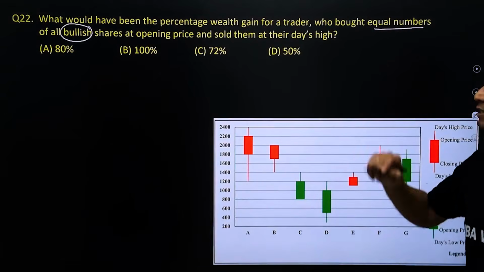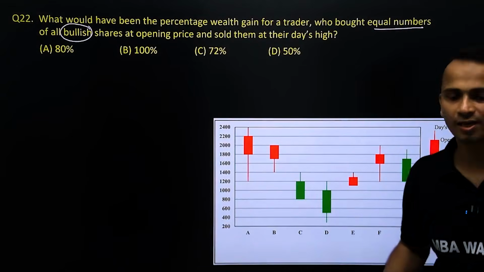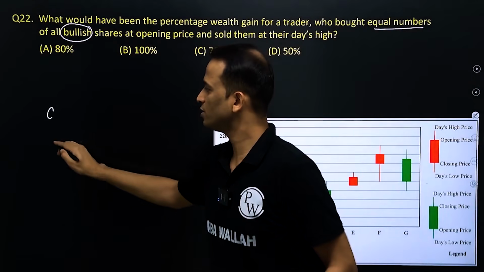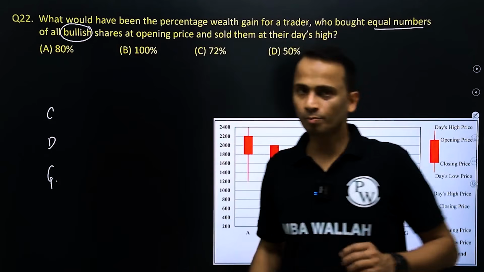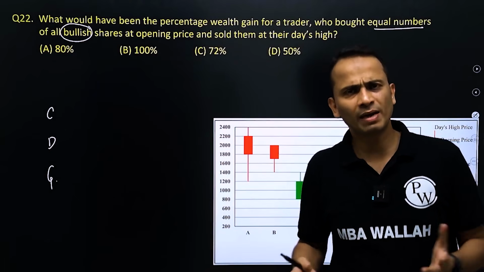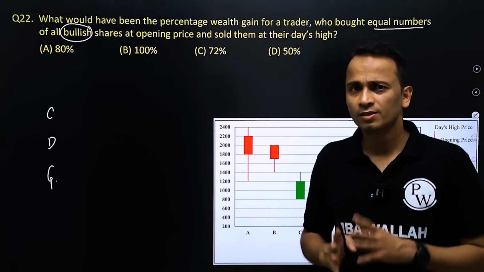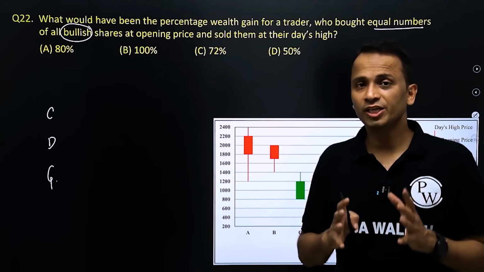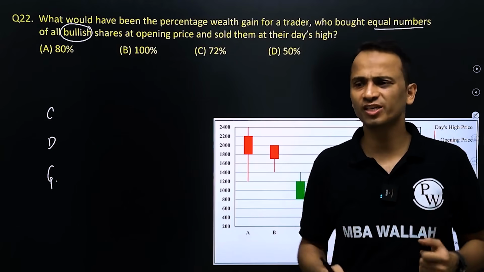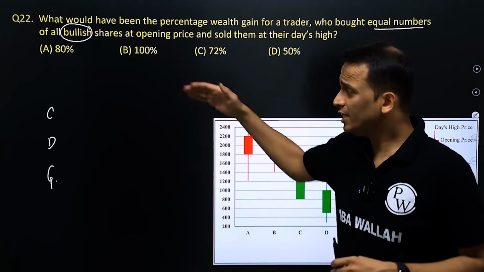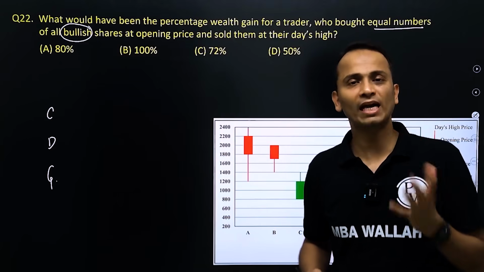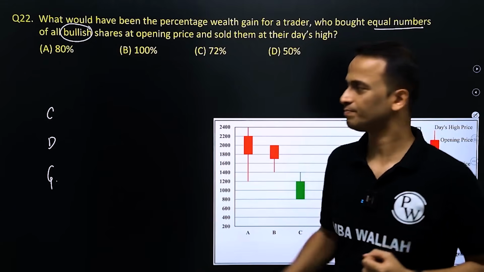Now, what do I need? I need bullish. They are talking about green colored shares. That means C, D, and G. So they are talking about C, D, and G. So a person will buy equal number of these shares. Now, since we are buying equal number, the answer will not be changed or affected by the number of shares. 1 share, 2 shares, 10 shares, 100 shares, equal number of shares of each of these companies, right? So what I'll do, I'll buy 1 share of each of them.